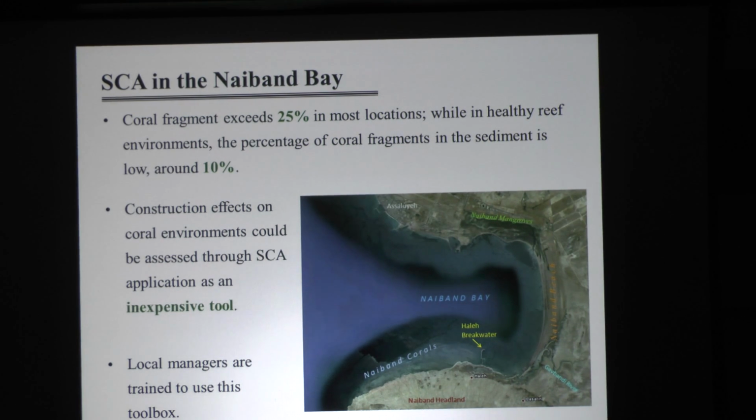So coral fragment exceeds 25% in the area, and by applying this type of analysis, we provided the local managers with a simple and inexpensive tool to evaluate the health of coral reefs in the area.